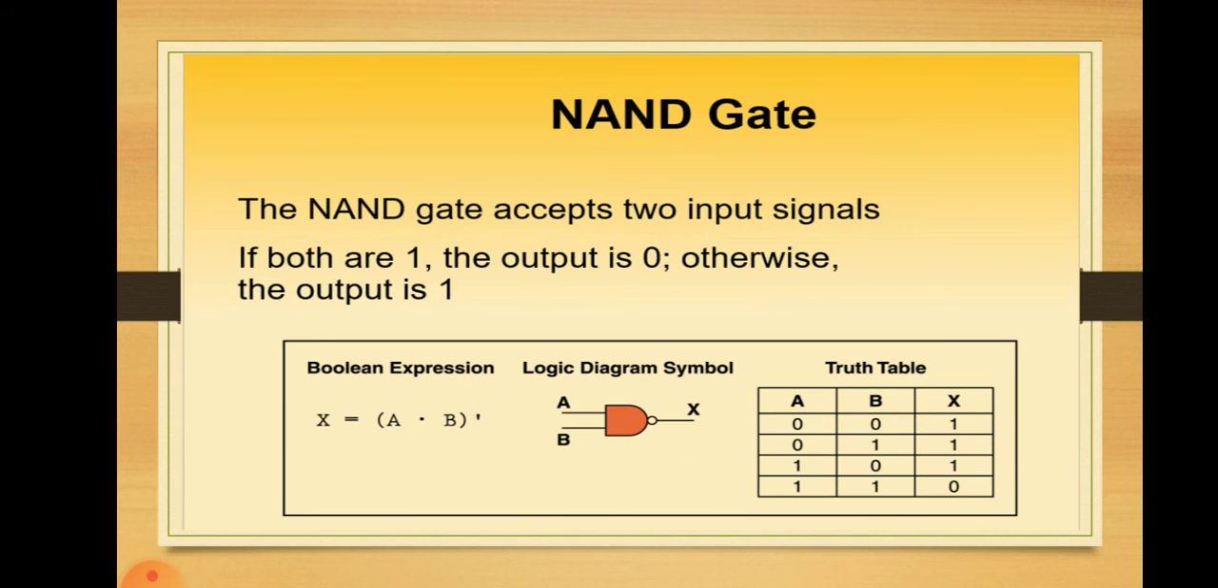Then the NAND gate. The NAND gate accepts 2 input signals. If both are 1, the output is a 0, otherwise the output is a 1. Boolean expression: (A · B)'. This is the logic diagram symbol of the NAND gate. Then the truth table: 0 0 answer is 1, 0 1 answer is 1, 1 0 answer is 1, 1 1 answer is 0. This is the truth table of a NAND gate.